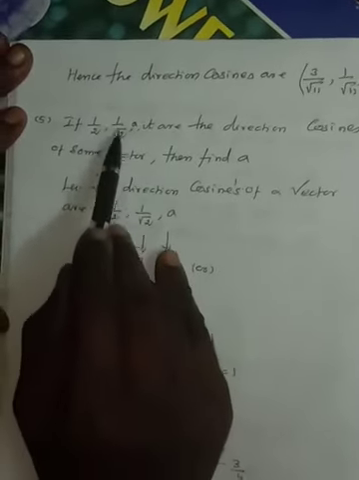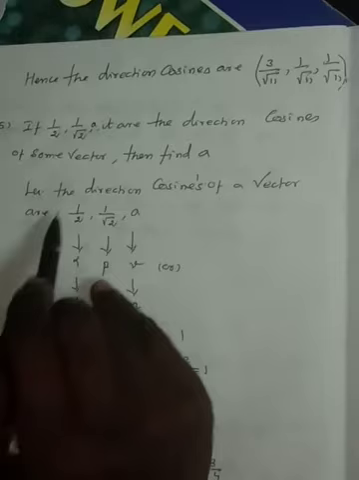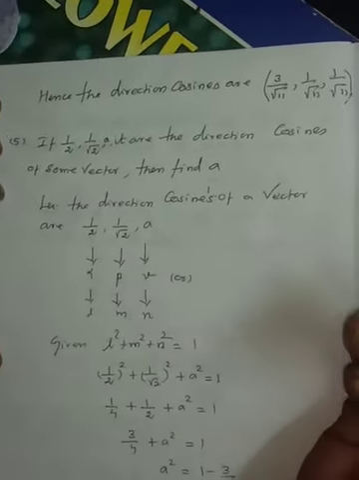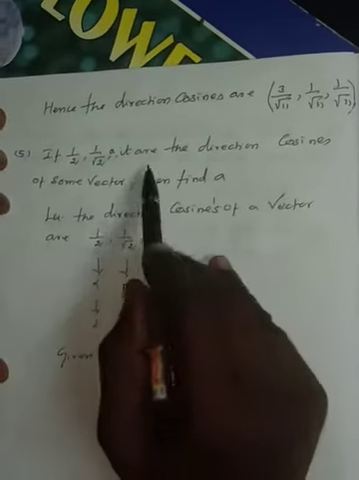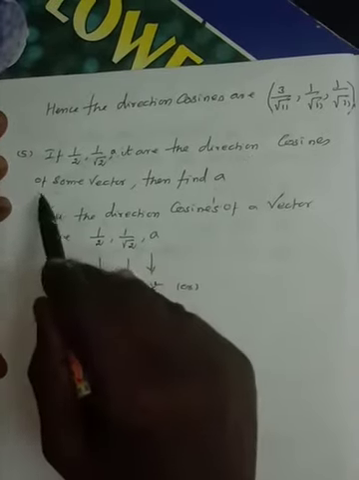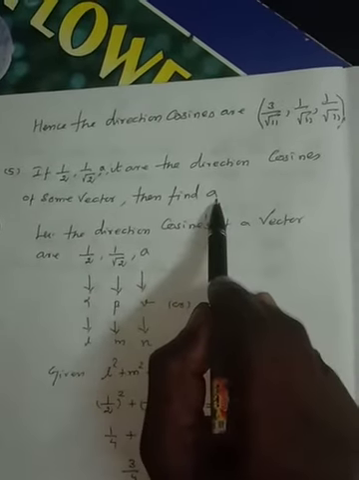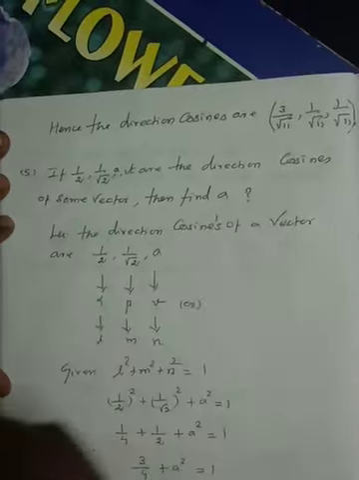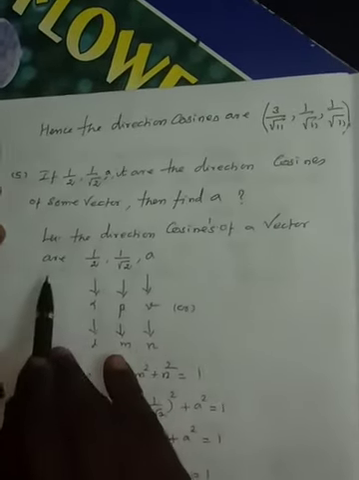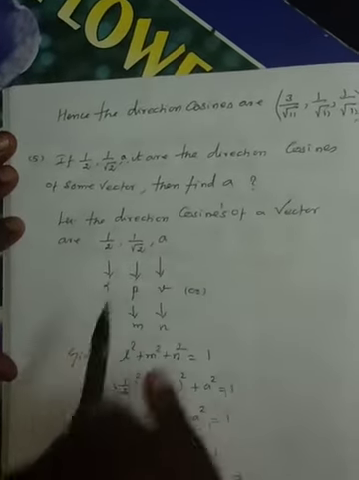Exercise number 5. If 1 by 2, comma, 1 by root 2, comma, A are the direction cosines of some vector, then find the value of A.